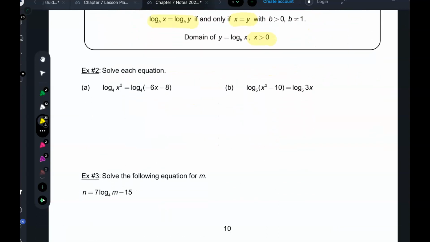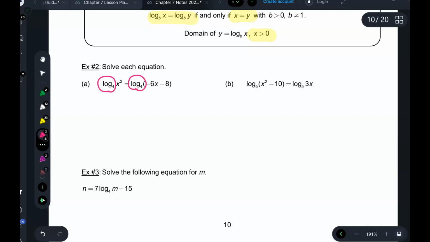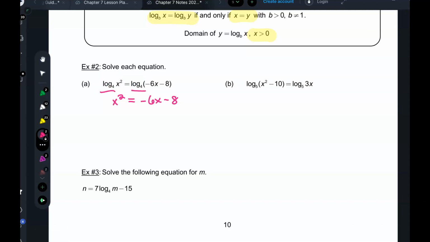Good? I don't understand this. I think if I see it, I'll understand it. Here's basically the idea. You see how there's a log base 4 on both sides? They get canceled. So then it's just x squared equals. And you just solve. Based on the fact that you have a log base 4 on both sides, we just cancel it.